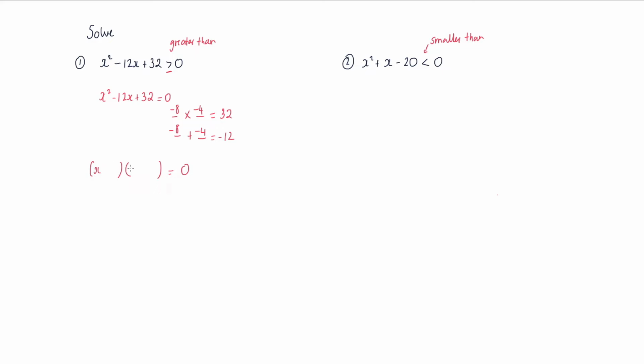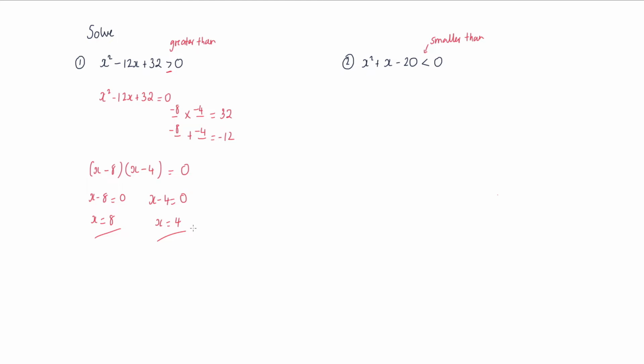Bring your x's here. Now you see those two numbers that you found, minus 8 and minus 4. Bring them here, minus 8, minus 4. It doesn't matter which order. So now you've got two solutions. You can say x minus 8 equals 0, so x equals, moving the minus 8 to the other side, it becomes positive 8. That's answer 1. And then x minus 4 equals 0. I'm sure you guys have guessed it: x equals 4.